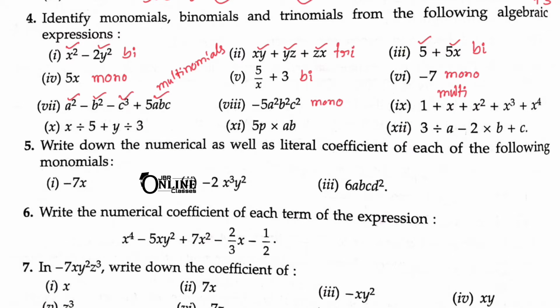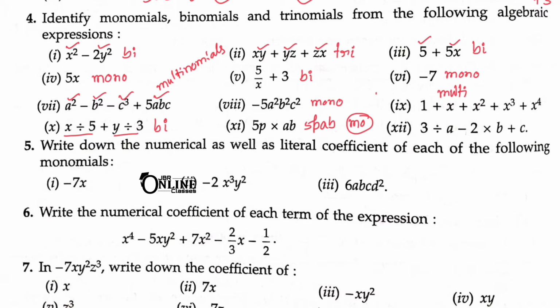The next one, x divide 5, that means x by 5 plus y by 3. So it's binomial. Next one here, it will be 5PAB. So you can write down this one directly as 5PAB. It's AB. Okay. So AB, that means here only one term. So that one is monomial.